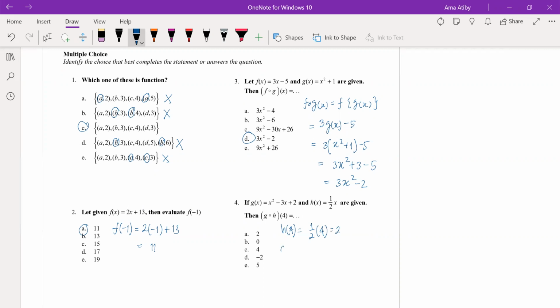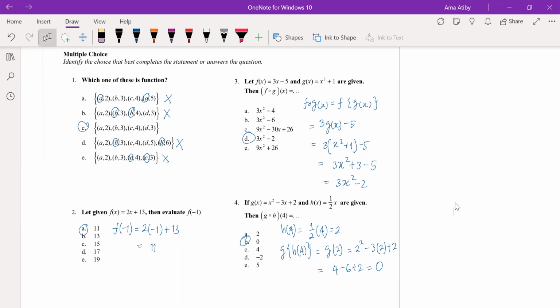And then we are inserting h of 4 into the function of g. So it is g of 2. Why 2? Because h of 4 is 2. And therefore you will get 2 squared minus 3 times 2 plus 2. So it will be 4 minus 6 plus 2, which is 0. So the correct answer for this is 0.